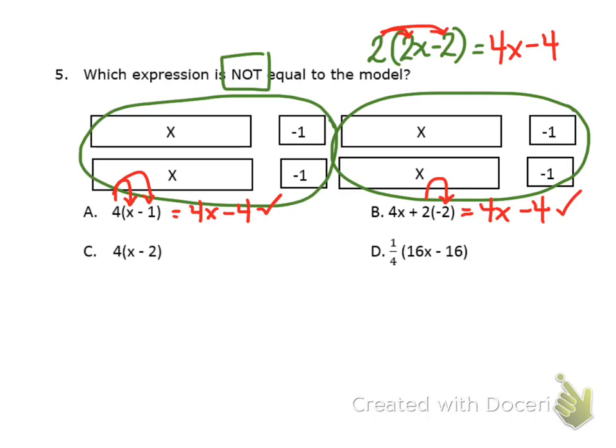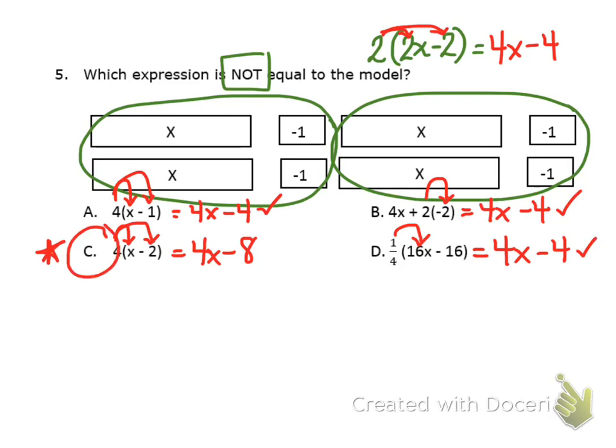Let's look at C. Distribute the 4 to the x. 4 times x is 4x. 4 times negative 2 is negative 8. I don't have negative 8 in my model, so that's looking like that's going to be my answer. Let's just look at D just in case. 1/4 times 16x is 4x. 1/4 of negative 16 is negative 4. That is what is modeled, so C is my answer.